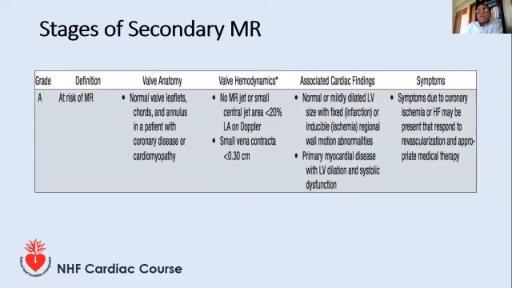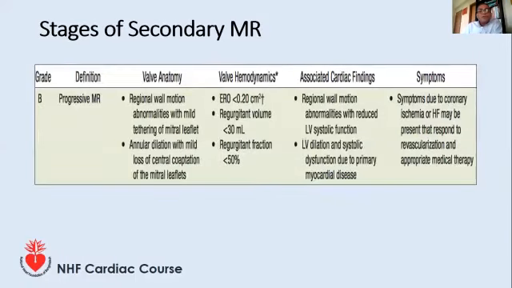Normal or mildly dilated LV size with fixed or inducible regional wall motion abnormalities may be seen. Primary myocardial disease with LV dilatation and systolic dysfunction may be present. In grade B or progressive MR, we can see effective regurgitation orifice less than 0.2 centimeter, regurgitant volume less than 30 ml, and regurgitant fraction less than 50.